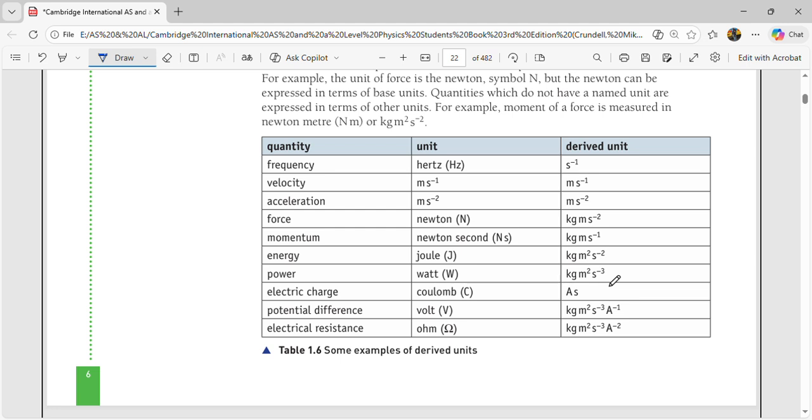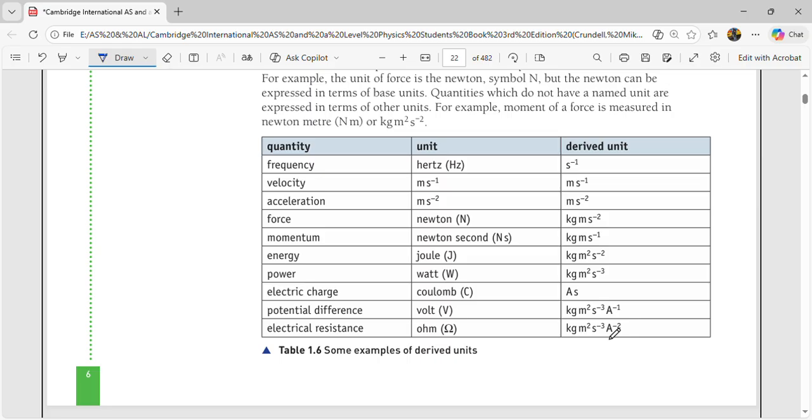Electric charge is coulomb, and the derived unit is ampere second. Why? Because a coulomb, a charge, is current times time. Potential difference has unit volts, and the derived unit is kilogram meter squared per second cubed per ampere, because potential difference is work done per unit charge.